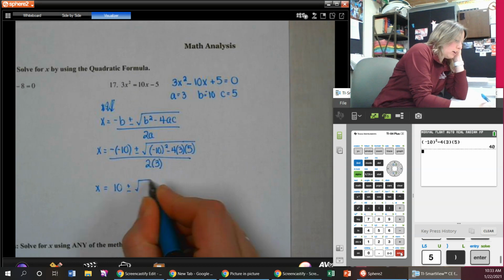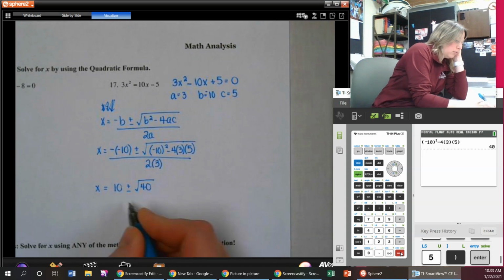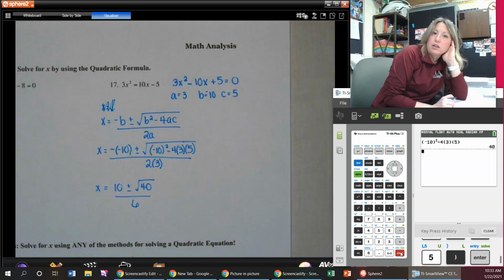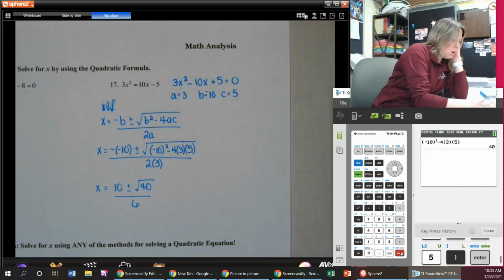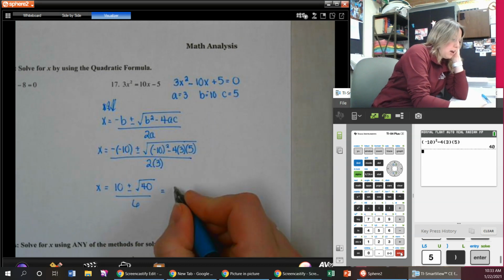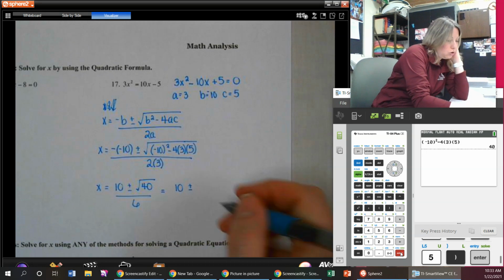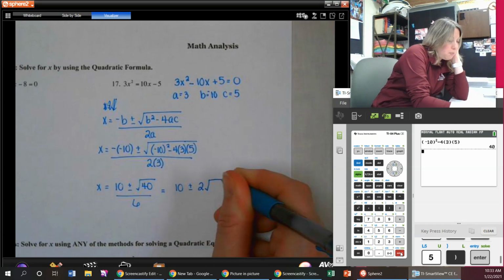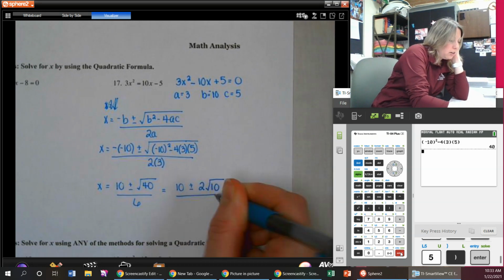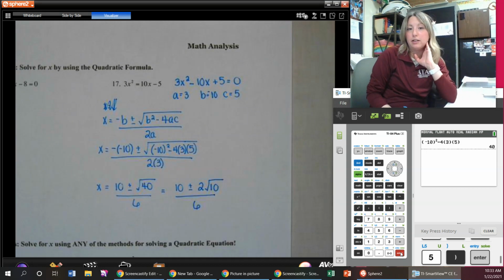So we've got radical 40 right here, all divided by 6. 2 times 3 is 6. Now 40 is evenly divisible by a perfect square. It's evenly divisible by 4. So let's see here. I get 10 plus or minus, let's see, the square root of 4 is 2. And 40 divided by 4 is 10. So radical 10 is my leftover, all divided by 6.